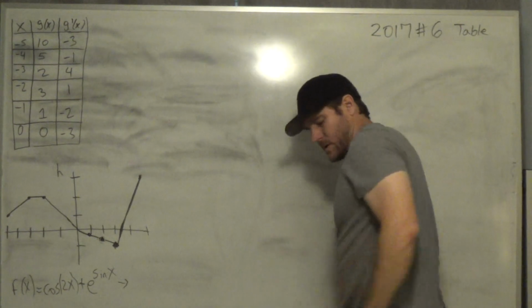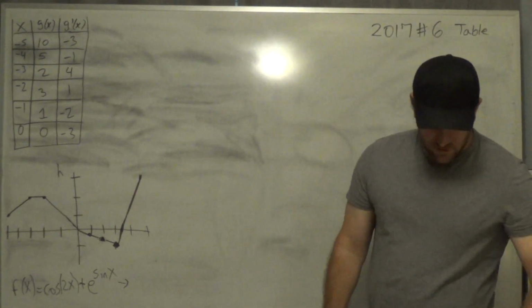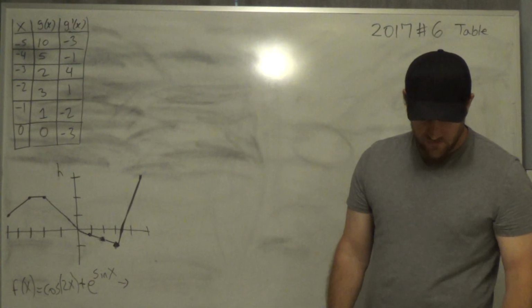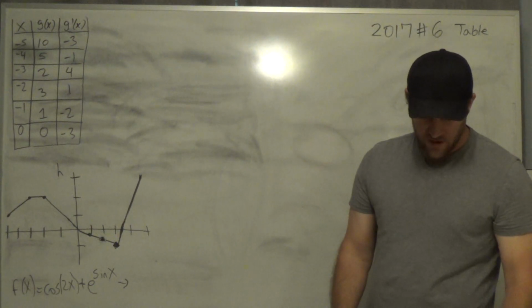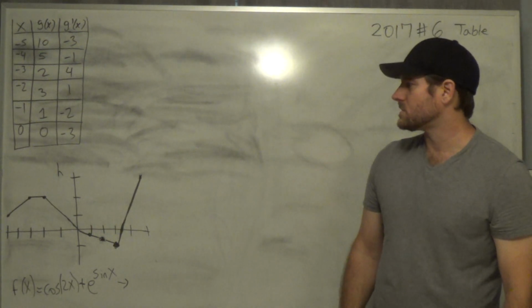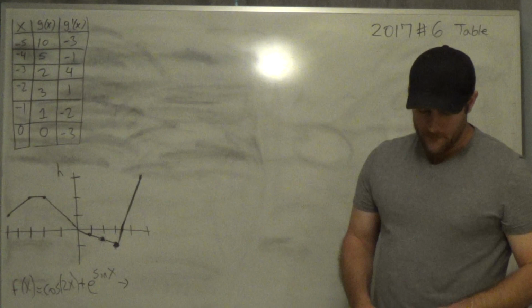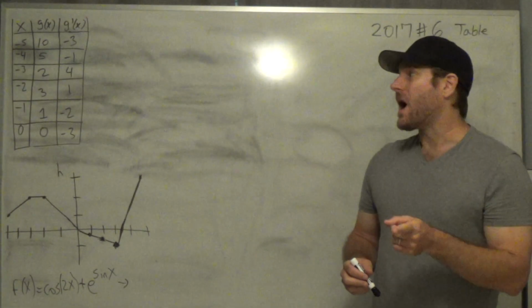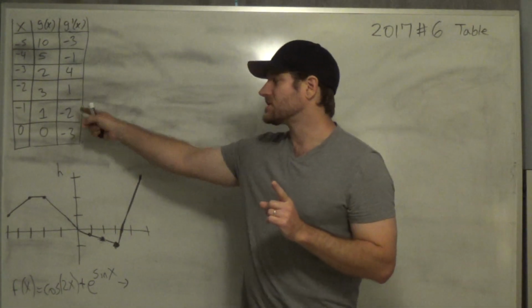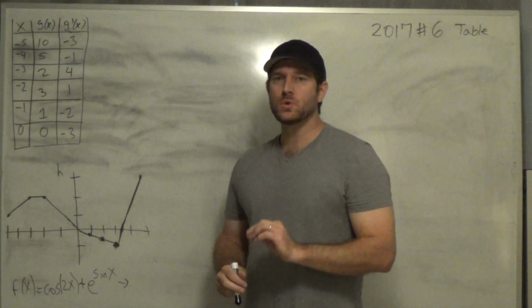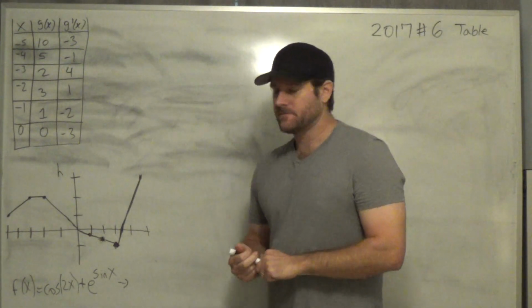All right. Part D says, is there a number C on the closed interval negative 5 to negative 3 such that g prime C equals negative 4? Okay. Now, we're going to use this table, and there's actually two things we can check.